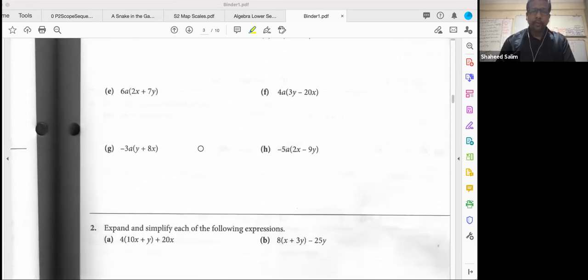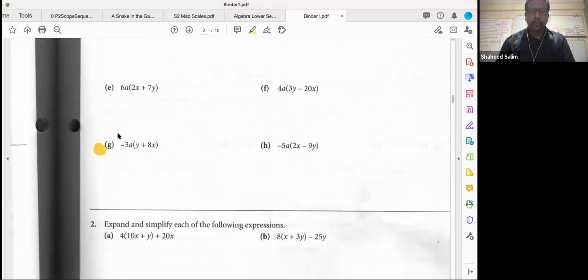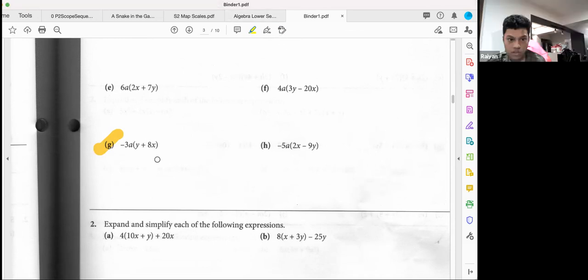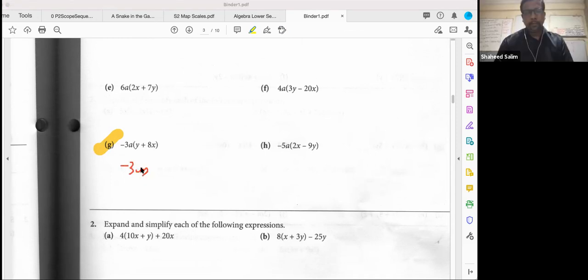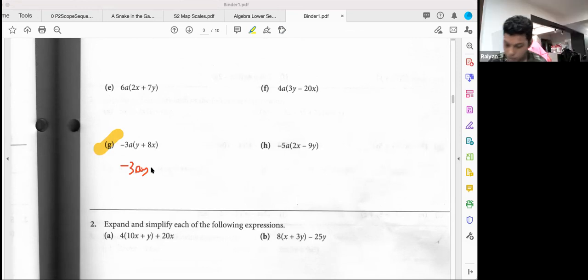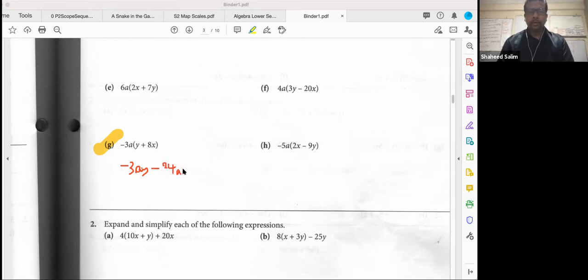Okay, we try this one now. G. Negative 3ay. Some more, times minus. 4ax. Well done. Good. Okay, so you're very good at this today. Alhamdulillah.